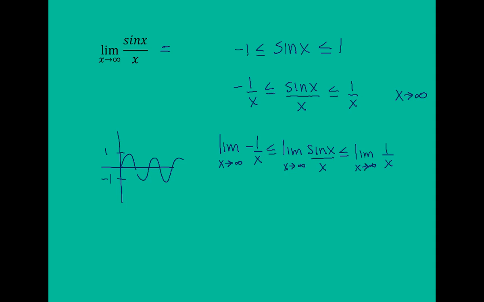We do know how to find the limit of -1 over x as x goes to infinity. As the denominator gets larger and larger and larger, that quantity is going to be getting closer and closer to 0. So this is approaching 0. And likewise for this limit, as x gets larger and larger, say we have 1 over 10, then 1 over 100, 1 over 1,000, 1 over 1,000,000, 1 over 1,000,000,000, that's getting very, very close to 0 also. So that is also approaching 0.